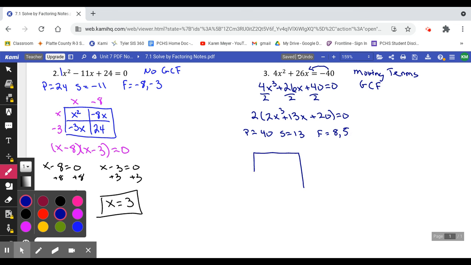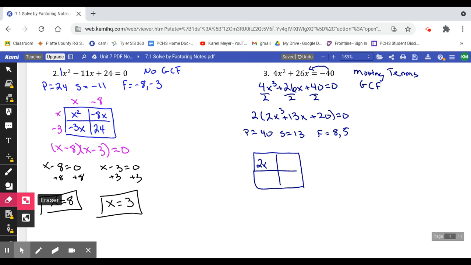So now I'm going to make my box. 2x squared.